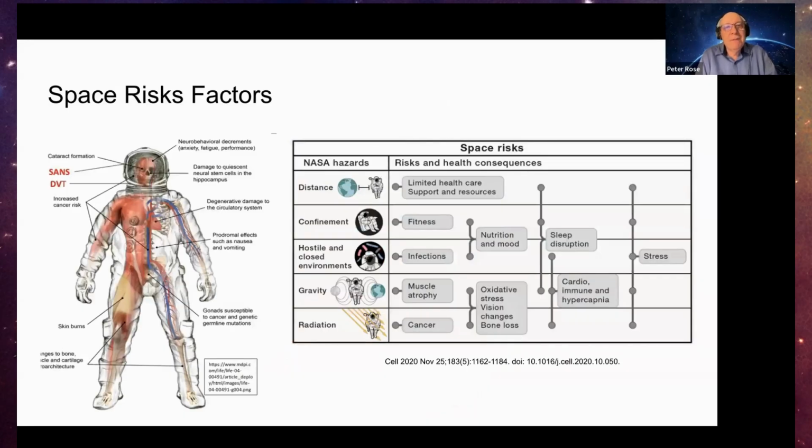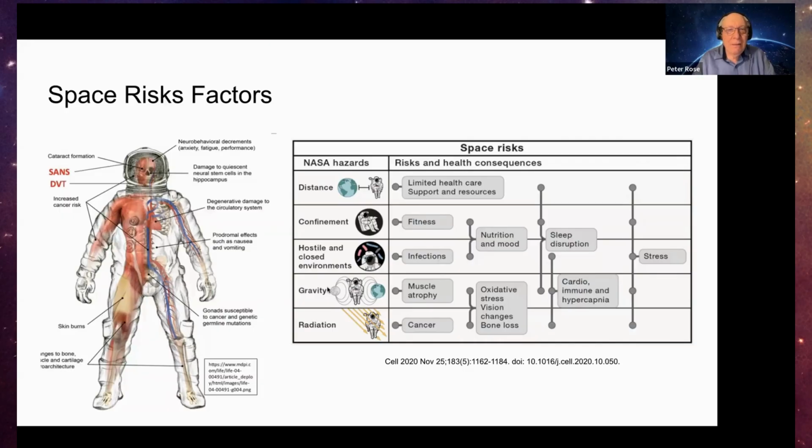Okay, so what are actually space risks? According to NASA, they put this into five categories. First of all, is distance. You're far away, there's limited healthcare support for you. You're confined in a limited space, so you can't do much in terms of fitness. Your sleep is probably disrupted, you're under stress. Then you're in a hostile, closed environment. So if an infection spreads, there's really no way out.